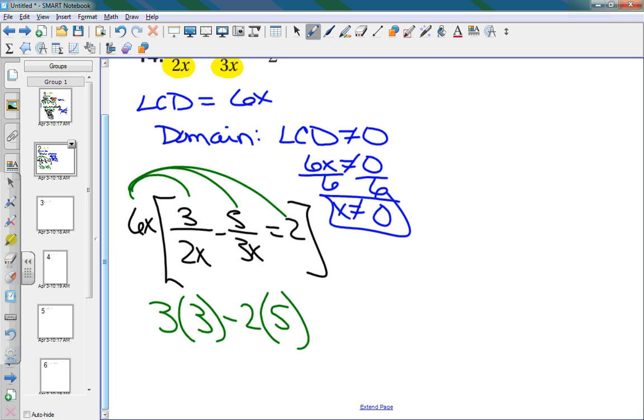Now, do I have a fraction here? No. So do I multiply or divide? Multiply. So what's 6x times 2? 12x.